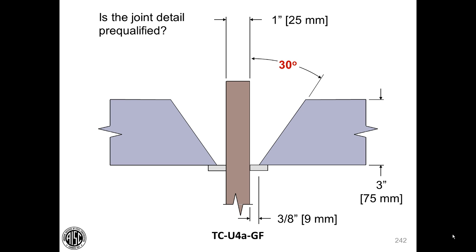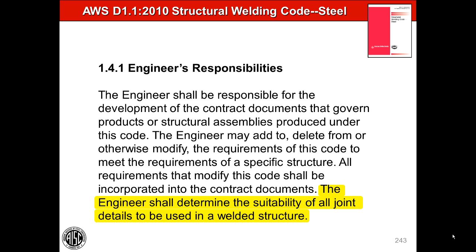After El Paso, D1.1 added in these notes. Under the engineer's responsibility, it concludes with the statement that the engineer shall determine the suitability of all joint details to be used in a welded structure. It's not enough to just use pre-qualified joint details. As a matter of fact, there's discussion about that issue.